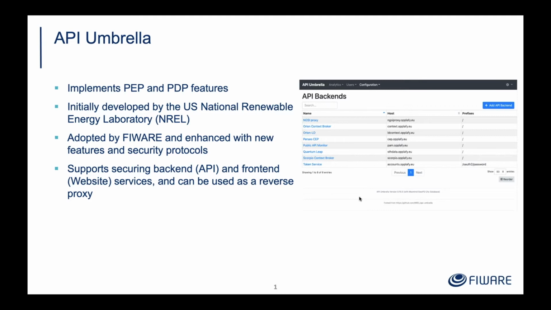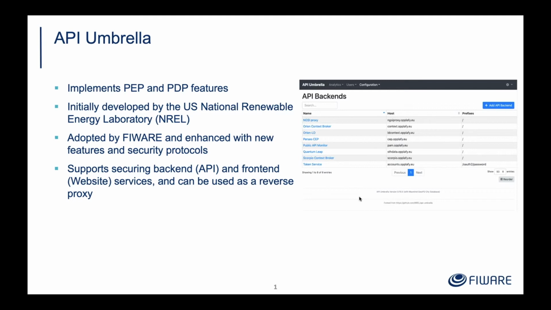On the other hand, API Umbrella is also implementing the PDP features, the policy decision point features, as API Umbrella also provides the functionality to define the access policies that are going to be used in order to validate that the user is authorized to access the service, and also is going to decide whether the user can access or not. So it's implementing the two things.